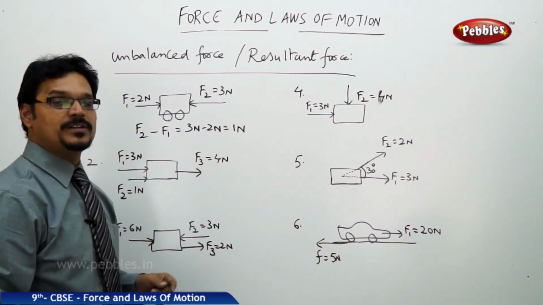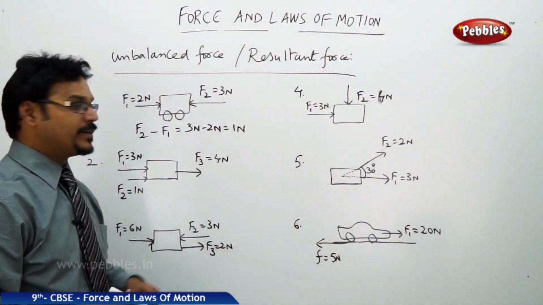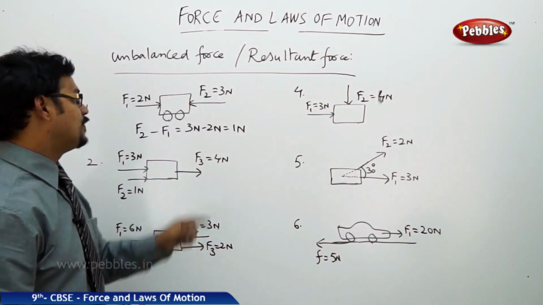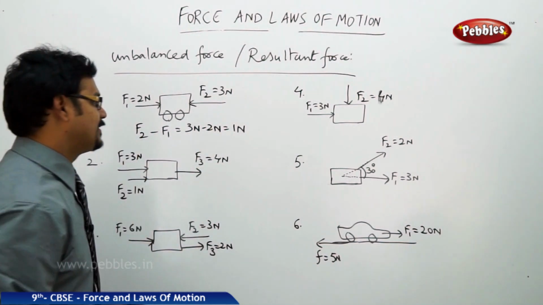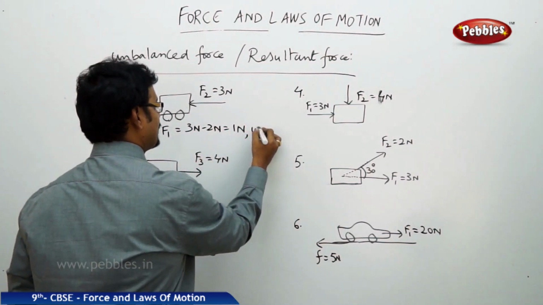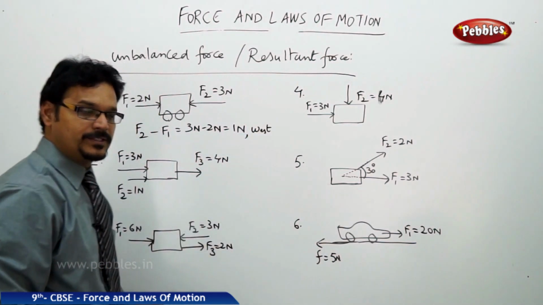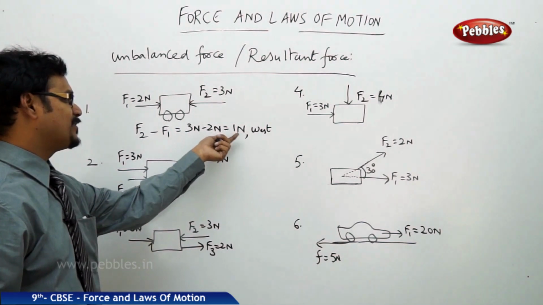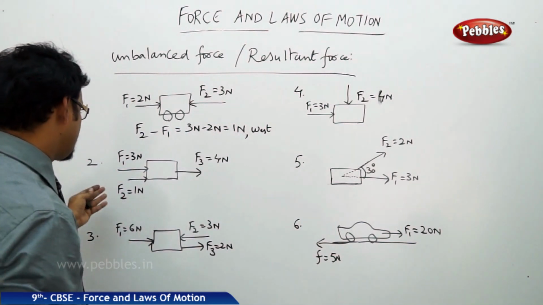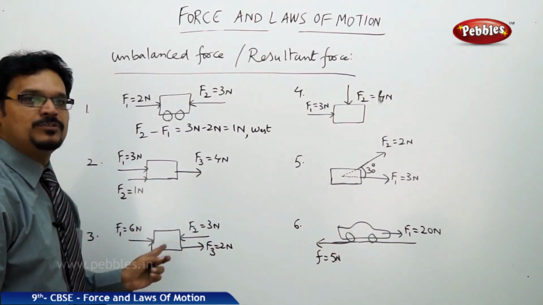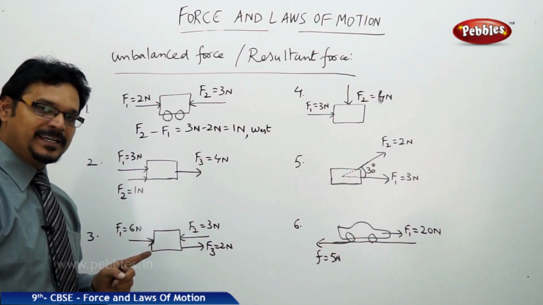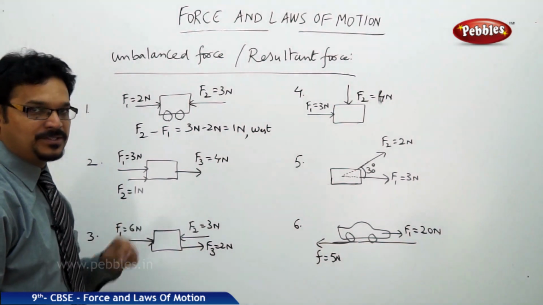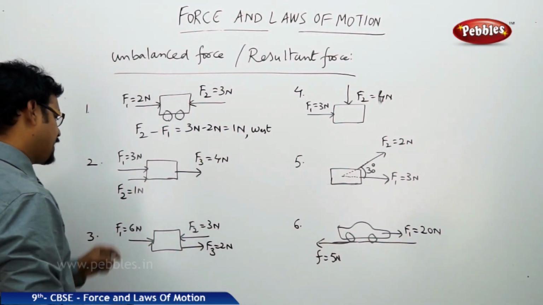Force is a vector quantity, so it has magnitude and direction. Which side does the body move? It is 1 newton towards west. So you need to say towards west. That is how you find the resultant force or unbalanced force. Now see the second example. If you want to solve these numericals, pause the video, solve all the numericals, play it again and match with my answers.